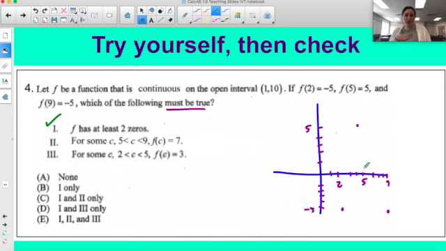For some c between 5 and 9, f of c is 7. Okay, all we know for sure is that it's going to hit every value between 5 and -5. It could go up to 7 and then back down. That's totally possible, but it's asking which one must be true, and this doesn't have to be true. And lastly, for some c between 2 and 5, f of c has to equal 3. Yes, that's true, because we have to pass every number between -5 and 5, which includes 3. Okay, so that's 1 and 3.